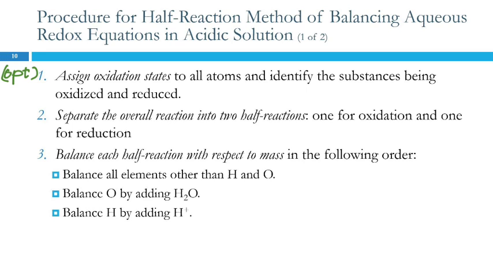Now, what about the hydrogens? You're going to balance hydrogen by adding H+. This is an acidic solution. Are there hydrogen ions in it? Yeah, there are. Okay, so we're not adding anything that wasn't already there. It just didn't appear in the equation.